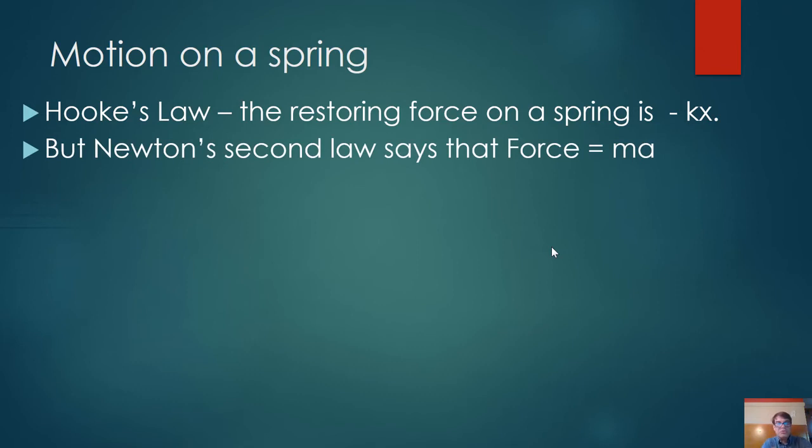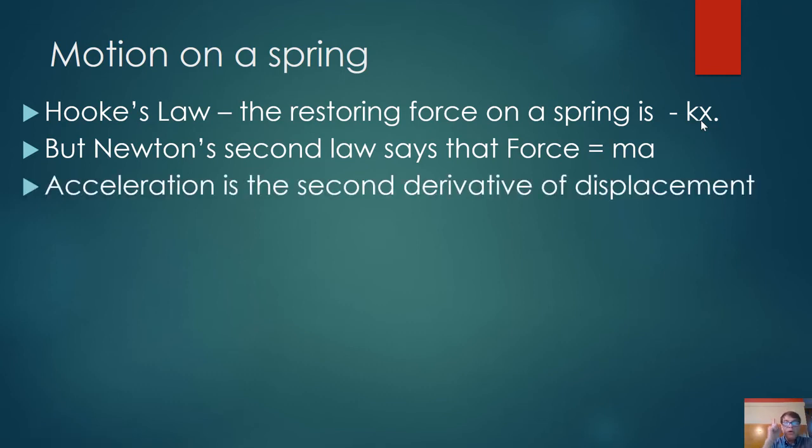Now, here's an interesting thing. You remember Newton's second law, which says that force equals ma, and so ma, the mass on the end of the spring and its acceleration, must be equal to negative kx. Hold that thought. What is a? A is acceleration. And we know from our math and our physics that acceleration is the second derivative of displacement. So displacement is x. The derivative of displacement per time is velocity. That's the first derivative. And then the second derivative, the change in velocity per time, is acceleration.